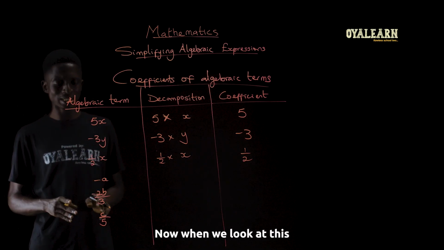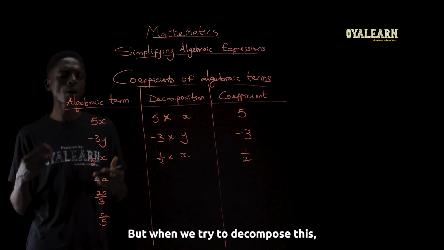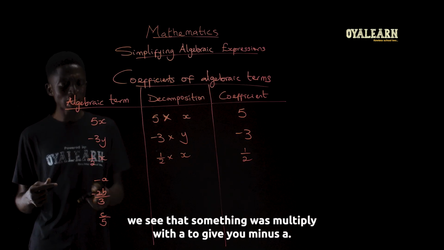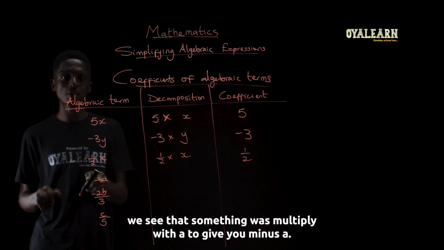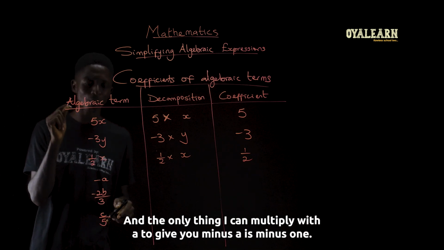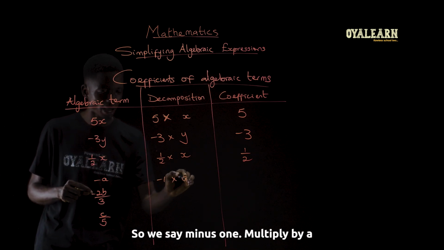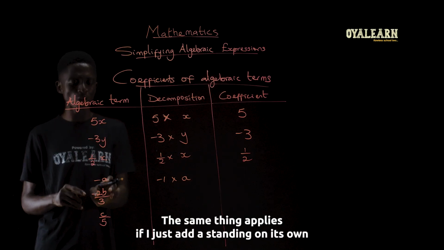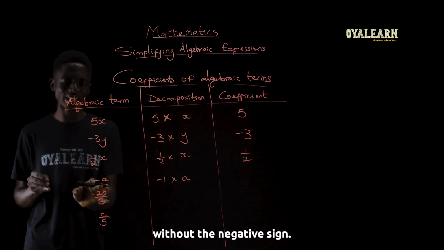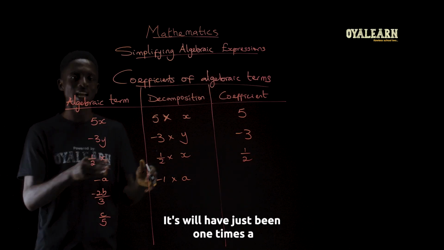Now, when we look at this, students are often confused as there is no number here. But when we try to decompose this, we see that something must multiply with a to give you minus a. And the only thing that can multiply with a to give you minus a is minus 1. So we say minus 1 multiplied by a. The same thing applies if I just have a standing on its own without the negative sign. In that case, there will be no negative sign here. It would have just been 1 times a.